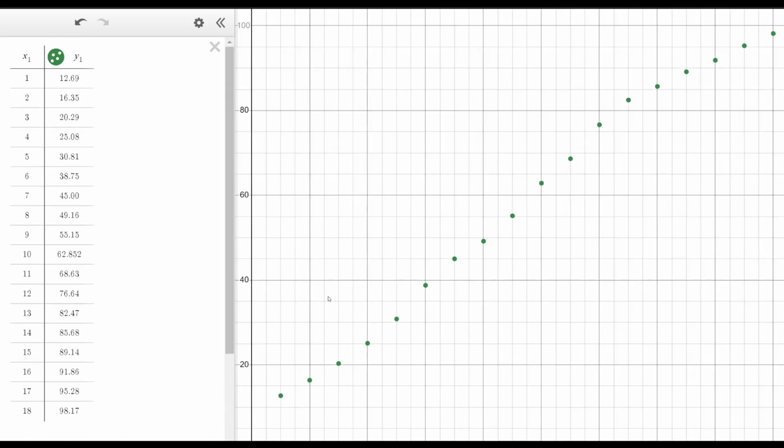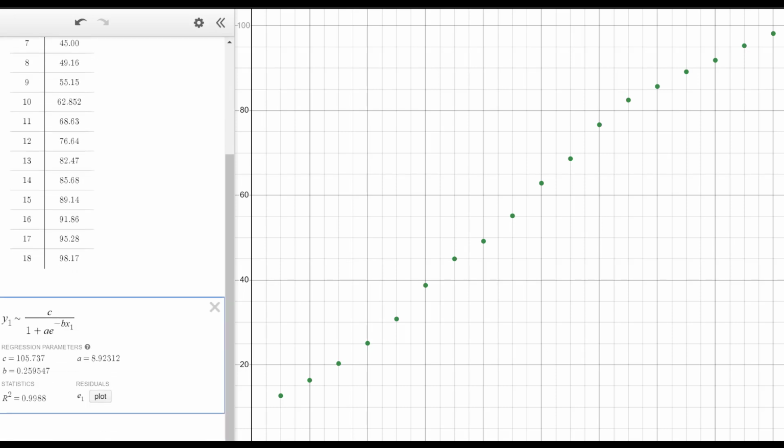like so. And then if I hit this, here's our y1 tilde c over 1 plus a e to the negative bx1. And it's given us our c is 105.737, b is 0.259547, and a is 8.92312. And the r squared is 0.9988. That's a really strong r value. So look at that curve. Fits really nicely in there.